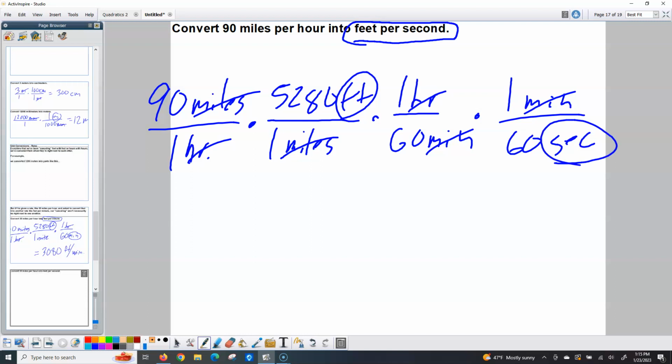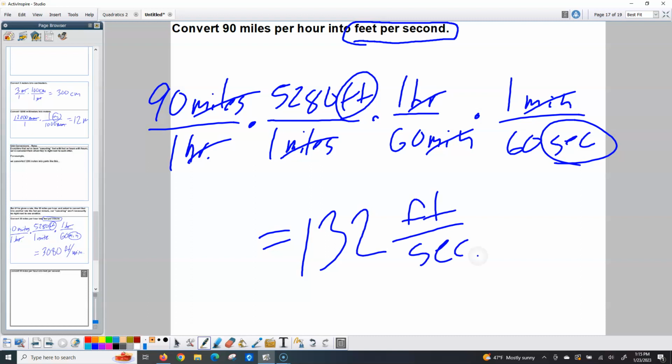So I have 90, 5,280 up top, and I'd have 60 and 60 on the bottom, and 90 miles per hour is 132 feet per second.